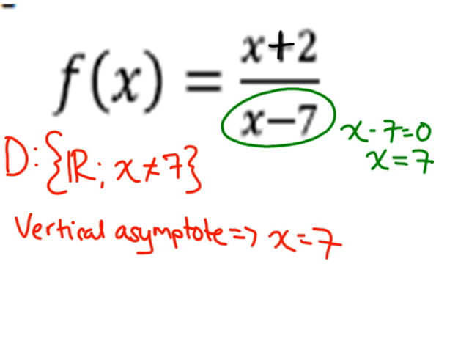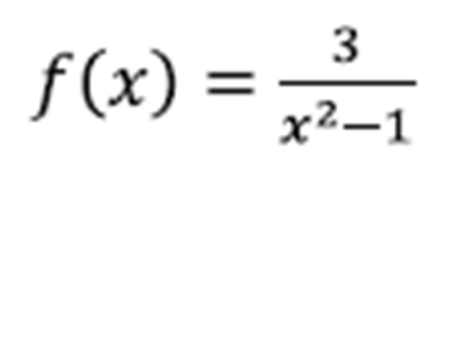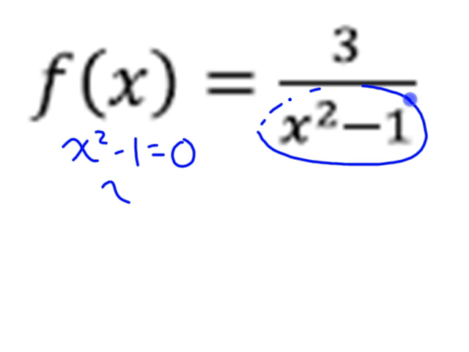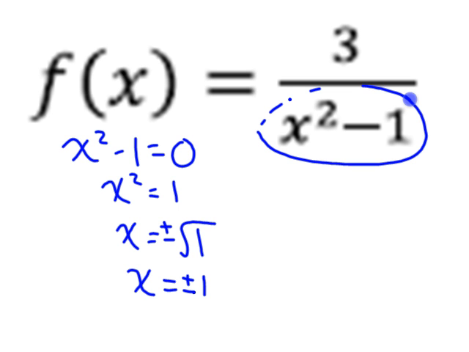Let's look at another example. Here we have f of x equals 3 over x squared minus 1. When we look at the denominator and see when that will equal 0, if we add 1 to both sides, we get x squared equals 1. Take the square root of 1. Whenever we take the square root, we have to do plus or minus. Square root of 1 equals 1, so x equals positive or negative 1. Therefore, our vertical asymptotes for this function will be when x equals positive or negative 1.